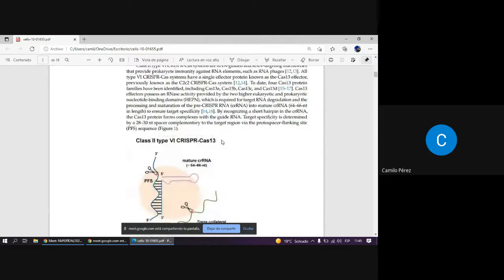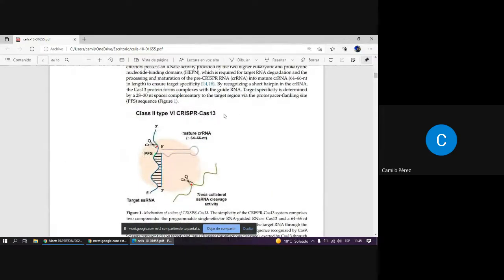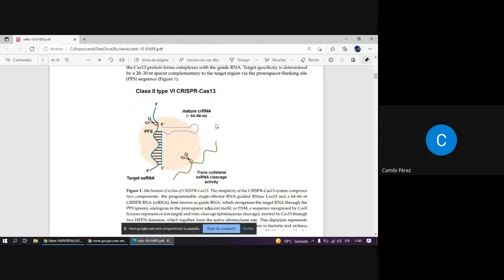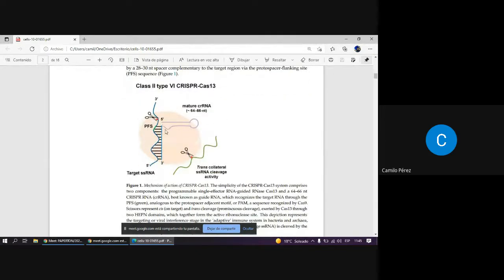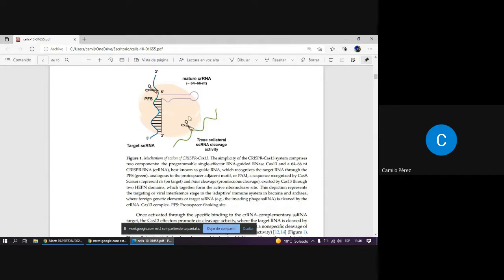In this article, they explain that Cas9 is an enzyme that changes and cuts a specific target gene. In this case, you can see that Cas13 behaves differently from Cas9, or the CRISPR Cas9, which is the most commonly used in this lab and in most labs.